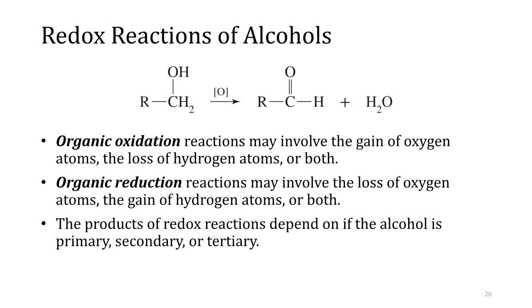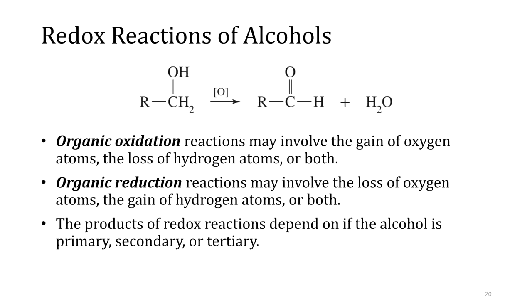But you can see here we've got an alcohol, and the little bracket O just indicates we've got an oxidizing agent. So if we do oxidation, we lose water, or we lose hydrogen in some manner, and then we produce an aldehyde. Organic oxidation reactions, you can have gain of oxygen atoms, loss of hydrogen atoms, or both. And gain of oxygen atoms would be oxidation. Loss of hydrogen atoms would be oxidation as well. Organic reduction is generally the loss of oxygen atoms or the gain of hydrogen atoms.